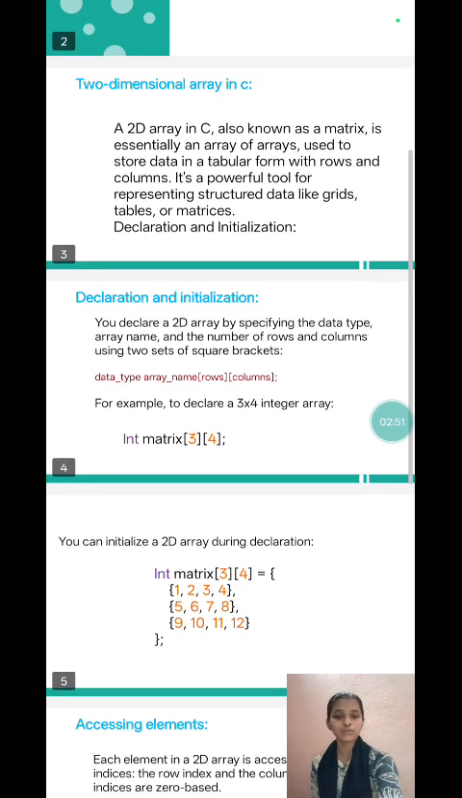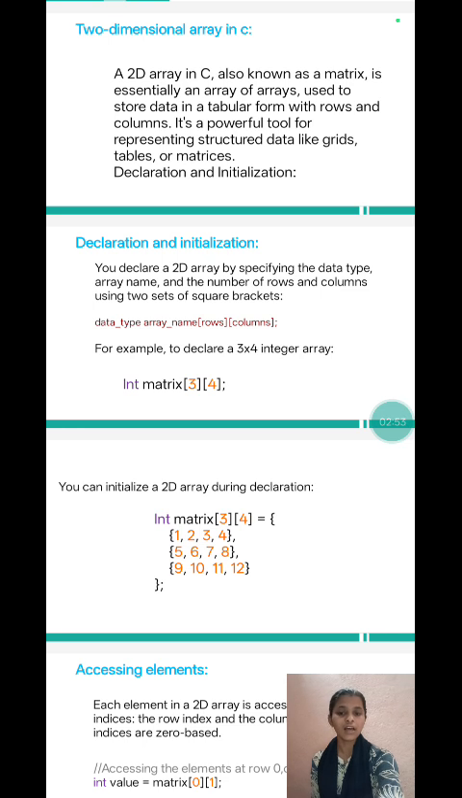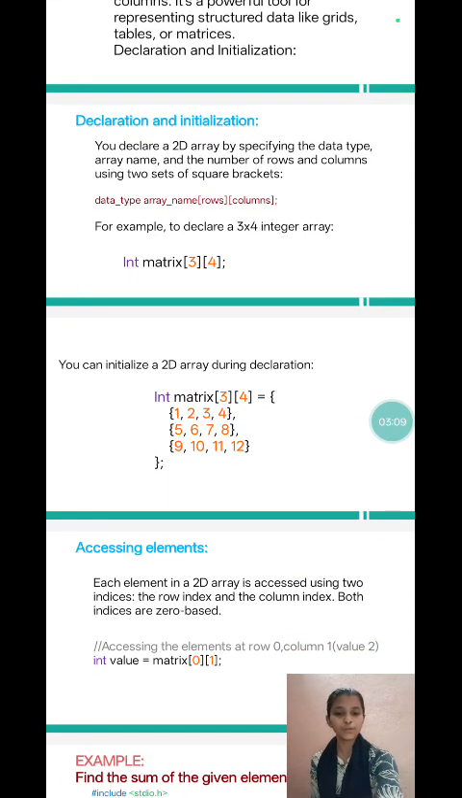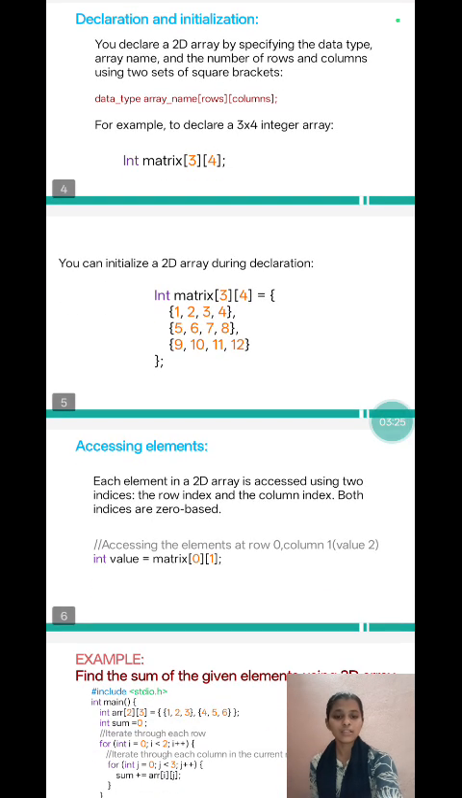You can initialize a 2D array during the declaration. As I told, here int matrix[3][4], where 3 is the number of rows in the matrix and 4 is the number of columns. So let us see what accessing elements of a two-dimensional array in C is. Each element in a 2D array is accessed using two indices, the row index and the column index. Both indices are zero based. Accessing the element at the 0th row and first column, the value is 2.